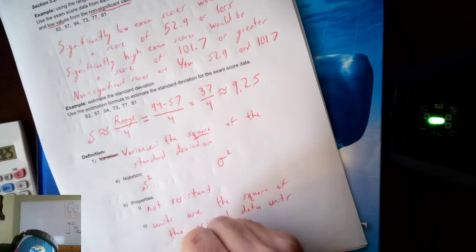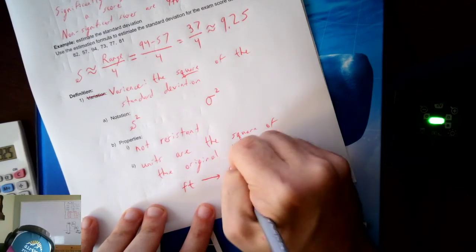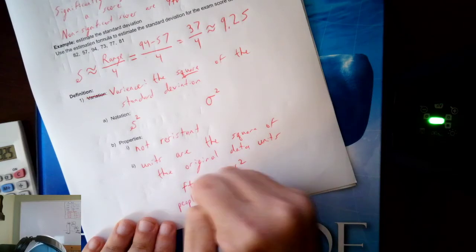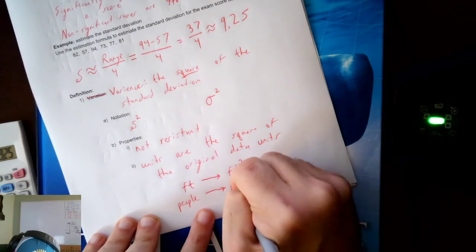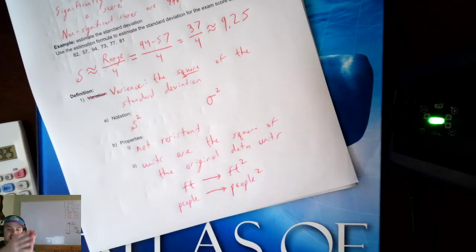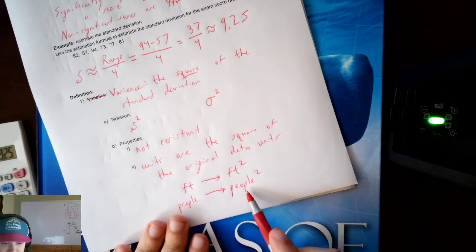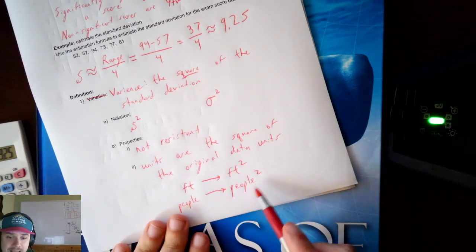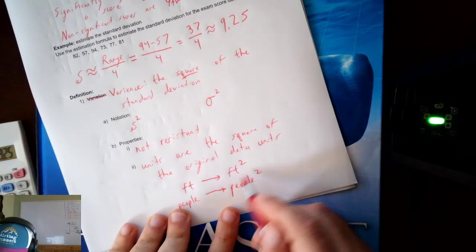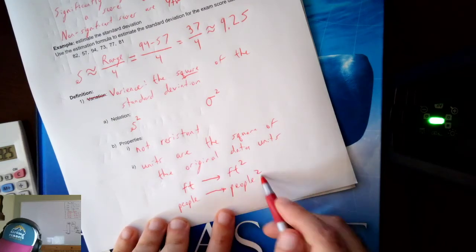For example, if your data was measuring feet, then your variance would be feet squared. If your data was measuring people, then your variance would be people squared. Now I know square feet, that's area, right? The area on my whiteboard is square feet. What is a people squared? That unit doesn't necessarily make sense, but it's still the unit we put on the answer. The units are always the square of the original data units, even if it doesn't necessarily make sense.